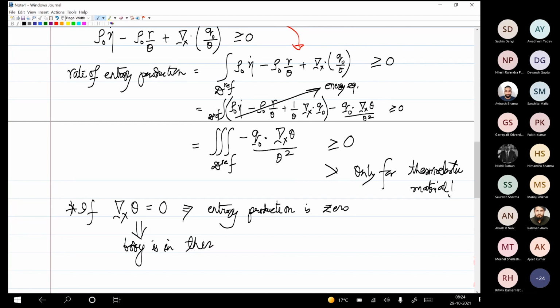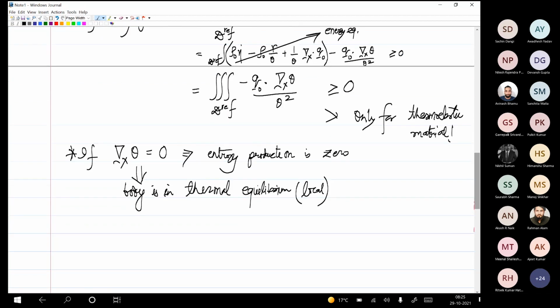Because you might remember that for thermal equilibrium, the temperature has to be the same, right? Two bodies are in thermal equilibrium if they have the same temperature. And for a continuum body, we'll say that it's in thermal equilibrium if grad theta is 0. That means theta is the same everywhere. And then there is also the concept of local thermal equilibrium. If at a point in the body, locally grad theta is 0, then we say that the body is in local thermal equilibrium at that point. And if it is everywhere grad theta 0, then it is globally in thermal equilibrium.